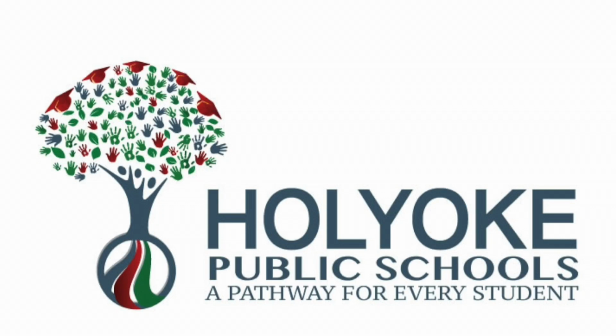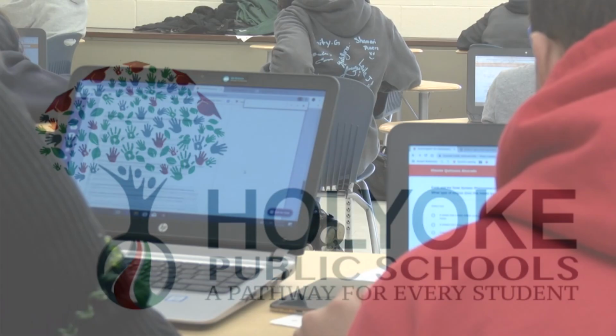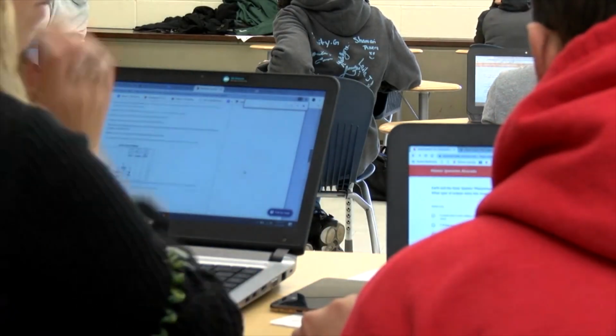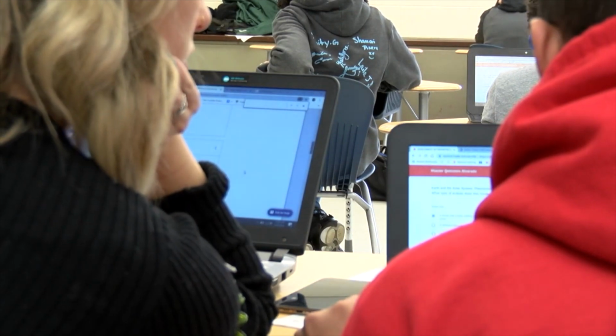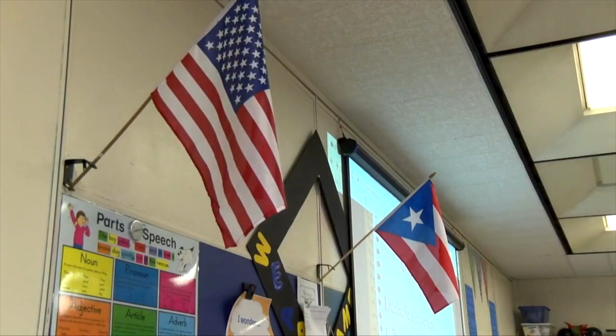Holyoke Public Schools is working hard to provide quality services for our students and families with limited English proficiency. We believe in safeguarding the rights to language access for not only our students, but also for their parents and legal guardians. What is language access? Simply put, language access is a right.